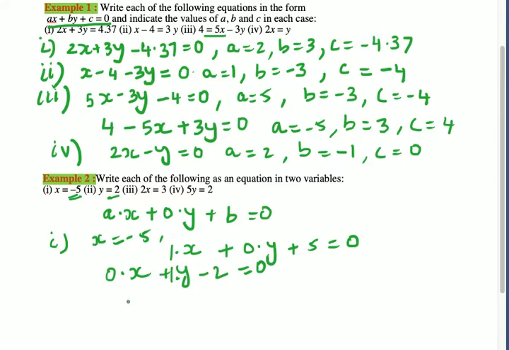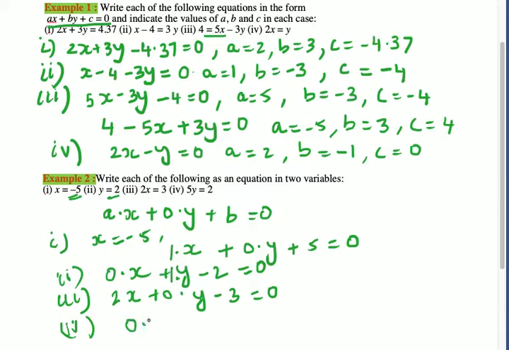The other problem is 2x minus 3. So this can be written as 2x plus 0 into y minus 3 equal to 0. Okay, so now we have the fourth problem, 5y. The coefficient of x is 0, 0 into x plus 5 into y, and this 2 becomes minus 2 equal to 0.